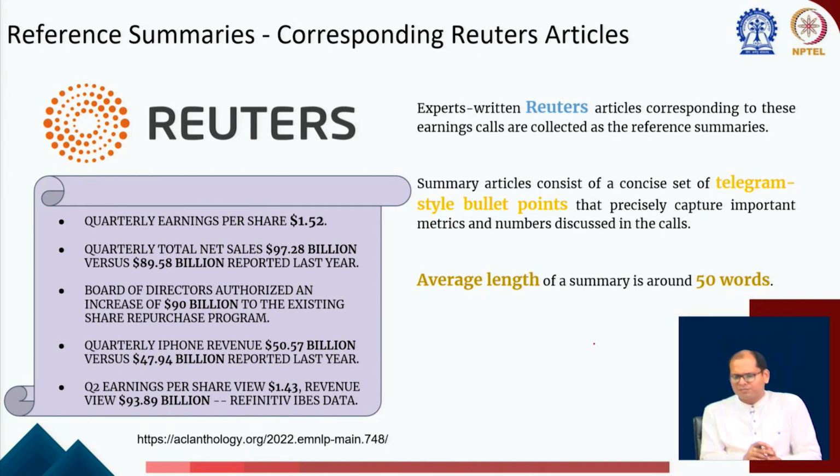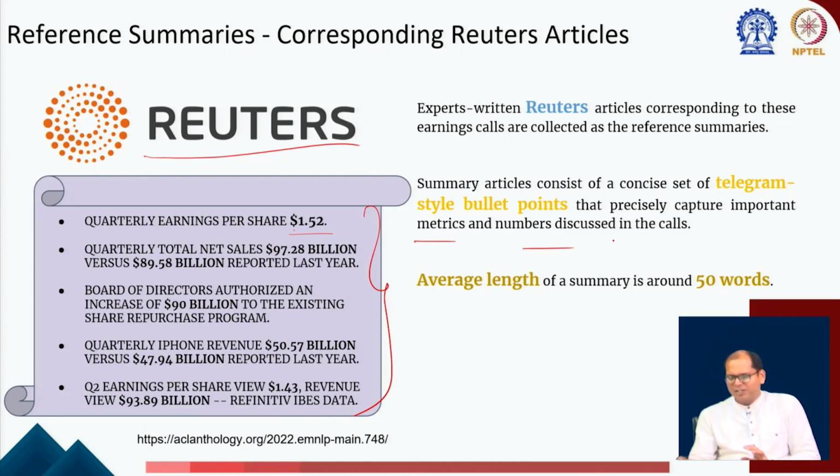So what was found is that you can use Reuters. Reuters had some expert written articles, okay. Corresponding to these earning call transcripts, they had some nice summaries as bullet points. It is telegram style bullet points, like quarterly earning per share is $1.52 and so on. They were capturing the metrics and numbers that are discussed in the calls.